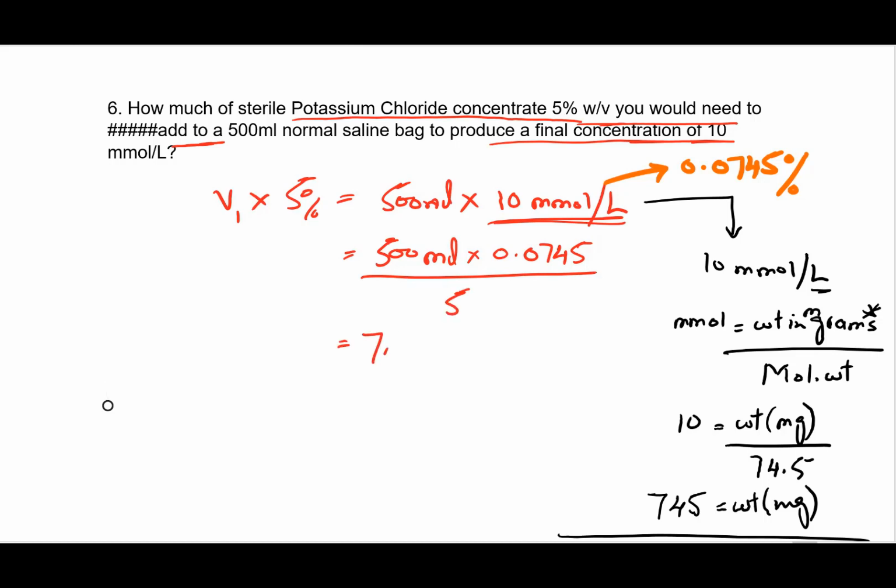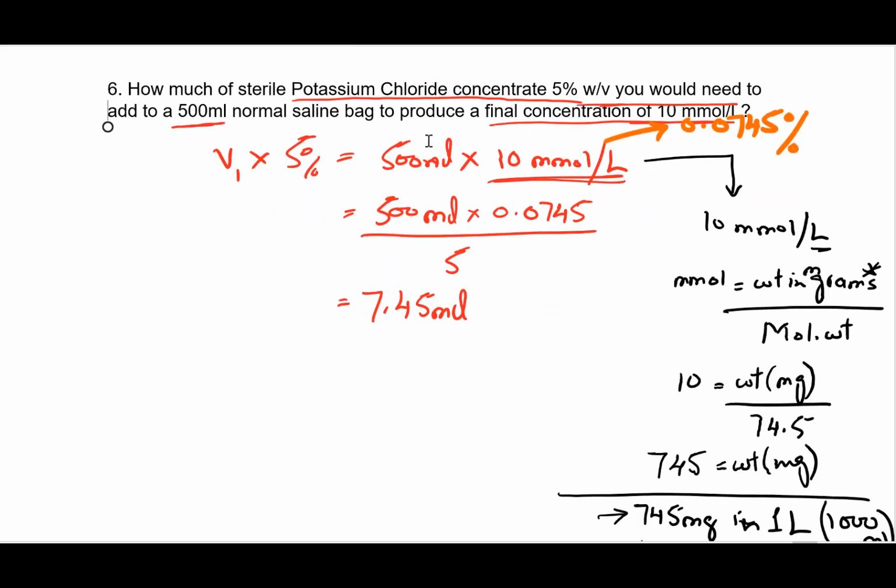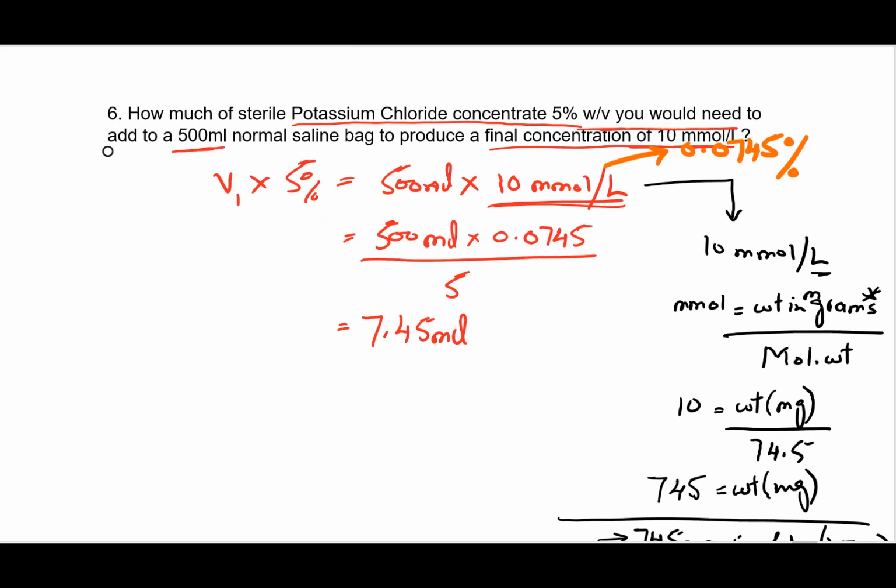7.45 mL. So that means I will take 7.45 mL of this 5% solution and dilute it to 500 mL, and the final concentration will be 0.745%. You could see that it was a simple C1V1 = C2V2 equation application, but the concentration on one side was given as 10 millimoles per liter. So I tried to convert that into a percentage first and then carried on from there.